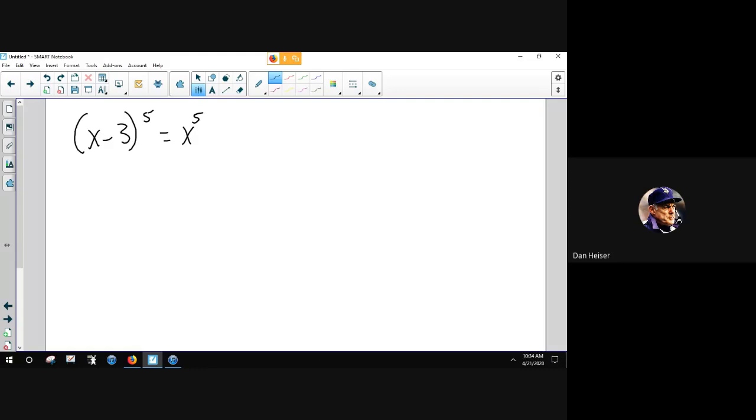X gets all the powers. 5C1. X gets 1 less. I'm going to treat this as -3 gets 1. 5C2. X gets 1 less. -3 gets 1 more.